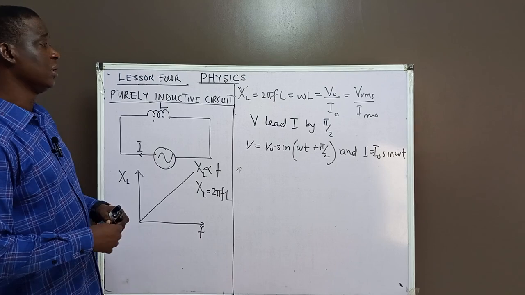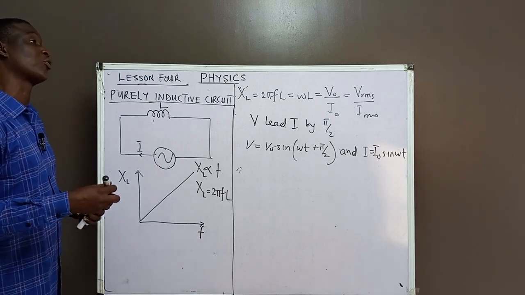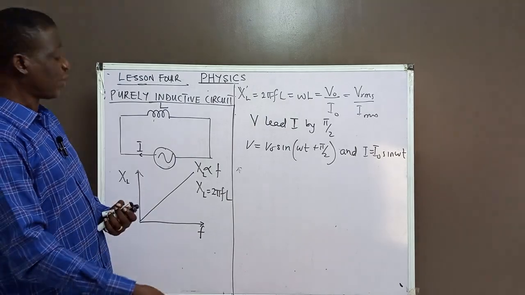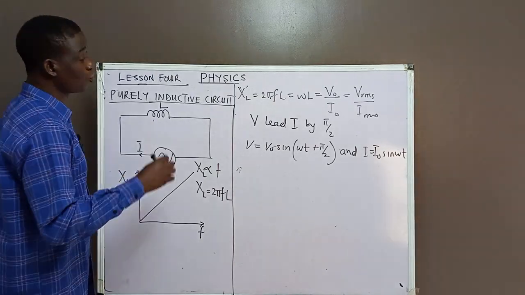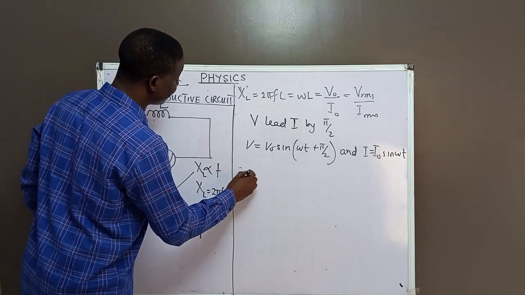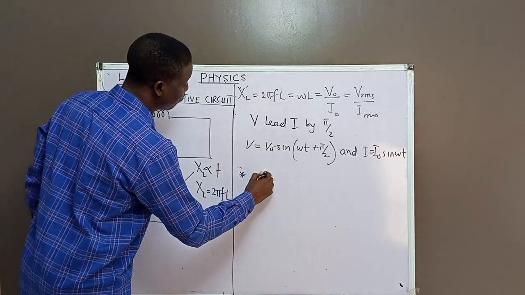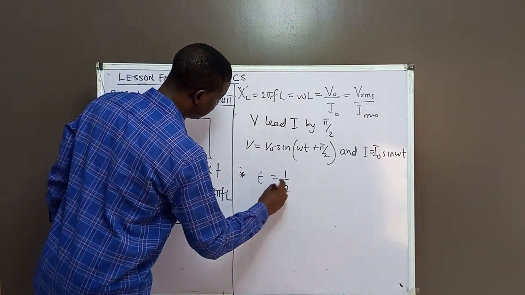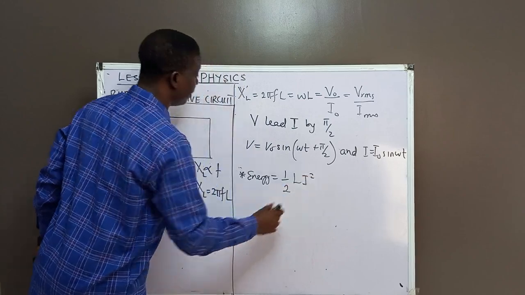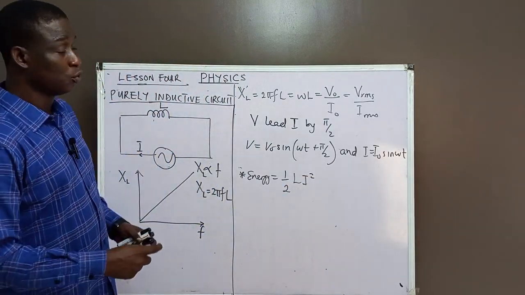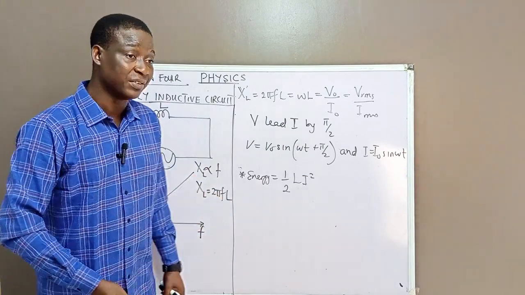We have also said that in this circuit, the inductive reactance across the inductor is proportional to frequency. And also, don't forget that an inductor stores energy called magnetic energy, which is equal to half L I squared. That is magnetic energy. That one will not be too important in this particular case, but just have it in mind.